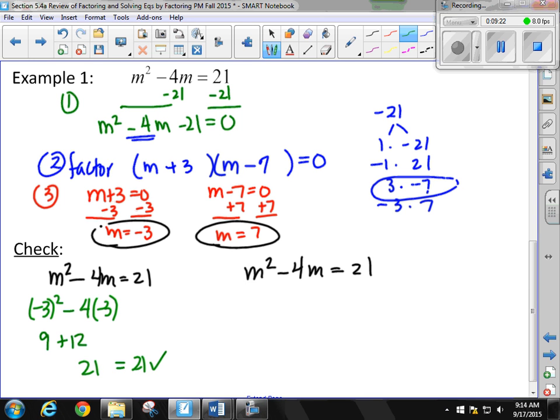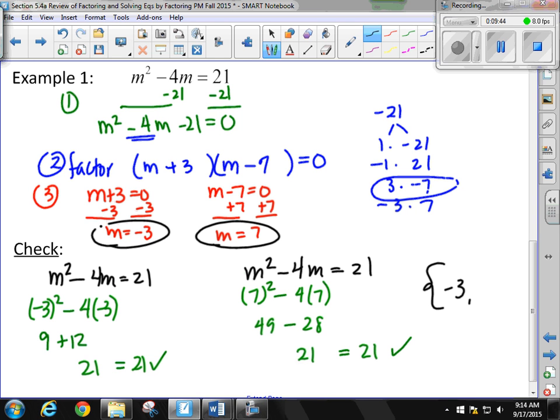Next, I'm going to substitute 7 in. 7 squared minus 4 times 7. 7 squared is 49. Negative 4 times 7 is negative 28. 49 minus 28 is 21. That is equal to 21. It checks. So my final answer to this problem, -3 and 7, those are the solutions to my equation.